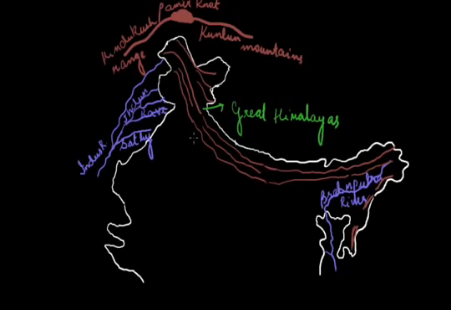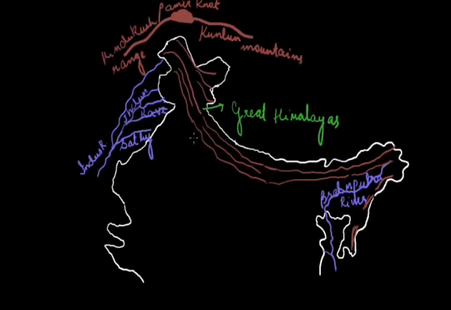Almost all the important peaks are located in this range. For example, Mount Everest. Its height above sea level is 8,848 meters, but it is not a part of India. It is in Nepal. Kanchenjunga, its height above sea level is 8,598 meters. It is in India. Makalu range, its height above sea level is 8,481 meters. It is also in Nepal.